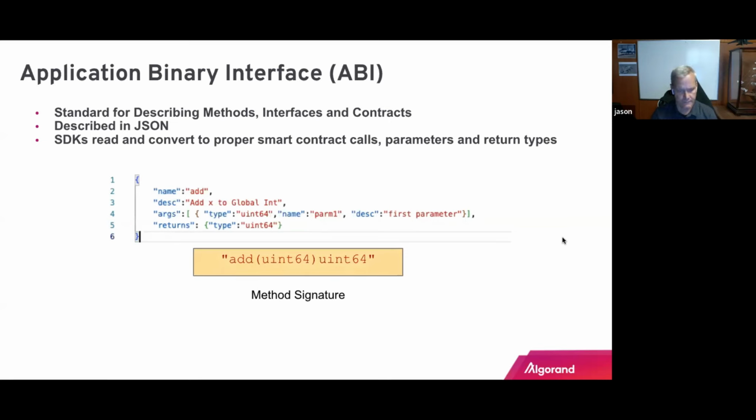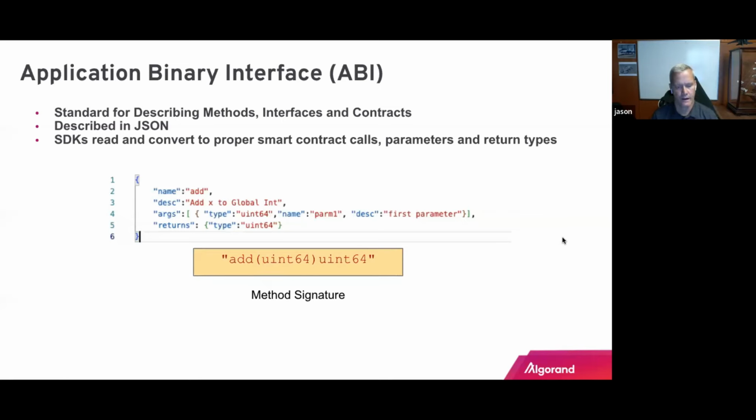When the SDK processes that JSON file, it produces something called a method signature, which takes the bare minimum data it needs to send to the smart contract so the smart contract can switch off of that and know which piece of logic to execute. We call this a method signature. And you can see here, it says add, pass a uint64, get back a uint64. That's all this method signature does.